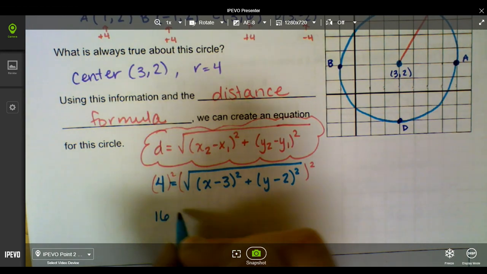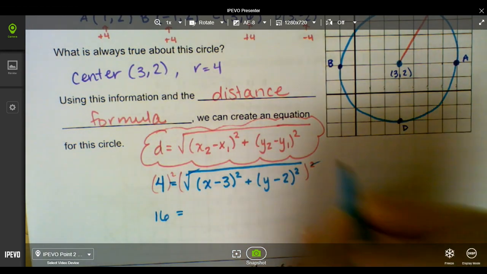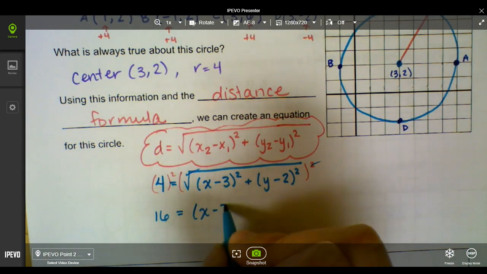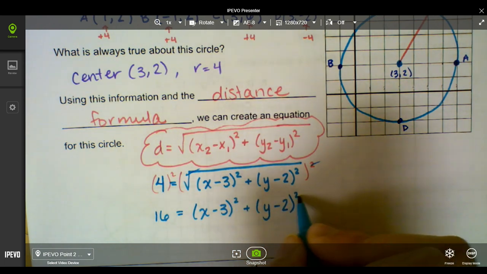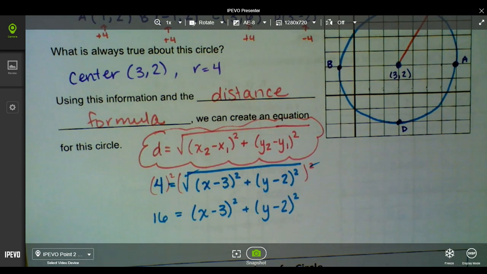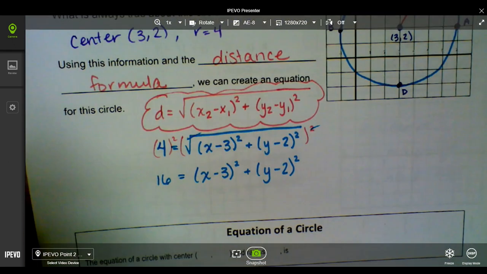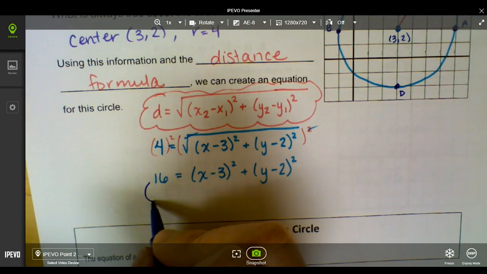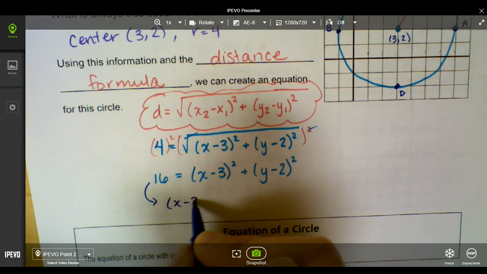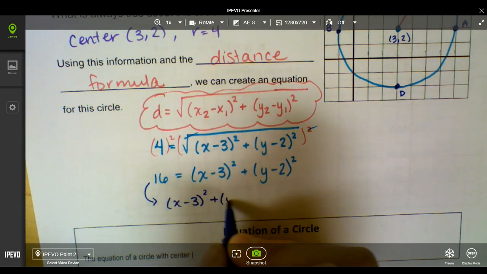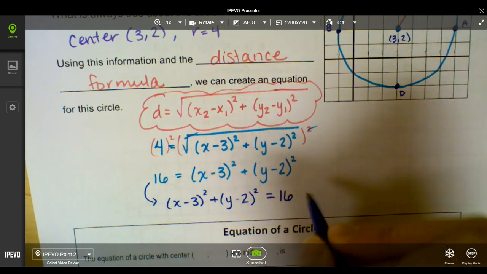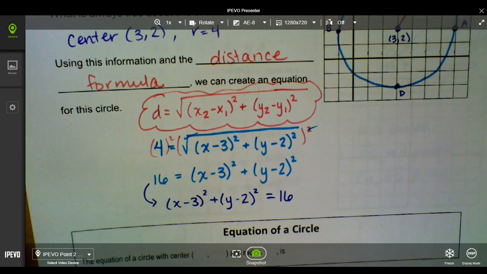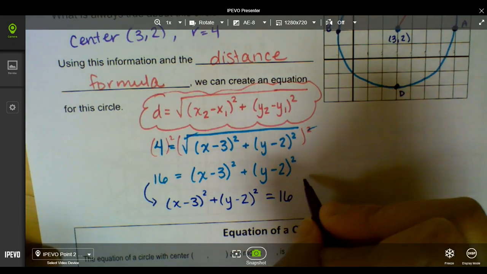So now 16 equals, these guys cancel each other out, just (x - 3)² + (y - 2)². This is the equation for a circle. More often than not, you see it kind of flipped around, so you see the x's first, and then you add your y's, and then you have this number. But regardless, either way, both of these count as the equation of a circle.